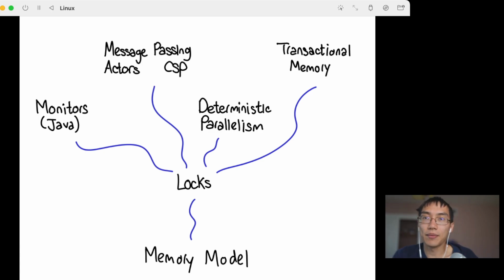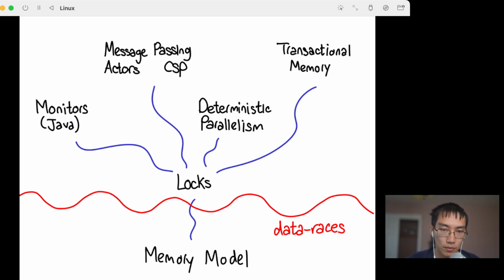So we spent a lot of time talking about high-level ideas built on top of locks, but at the end of the day, we need to actually say something about locks. We need to say something about hardware. We need to say something about the languages themselves, and that's what memory models are about. In other words, memory models tell us what our programs do when they have data races.